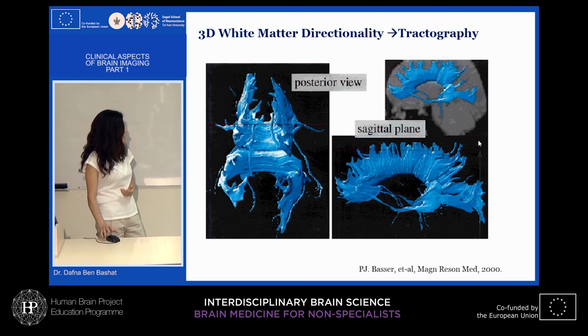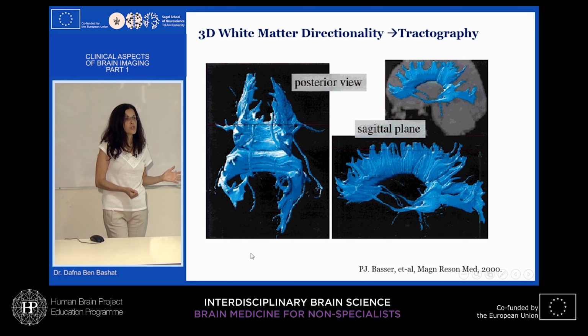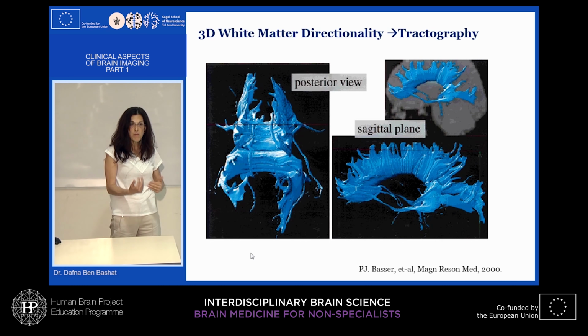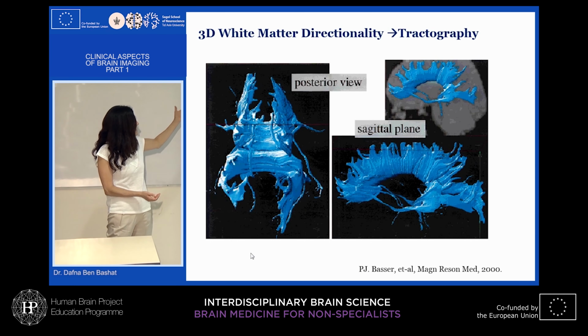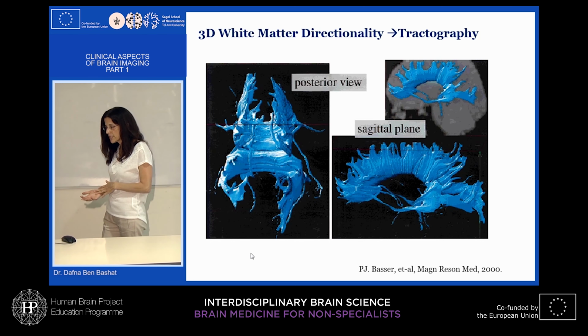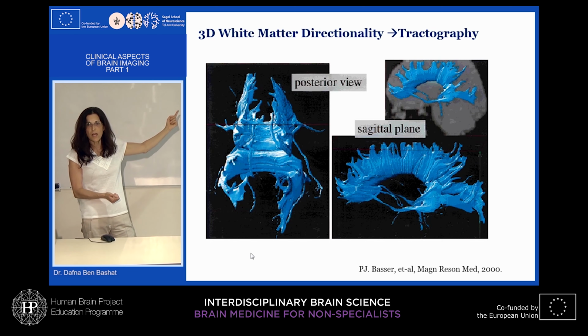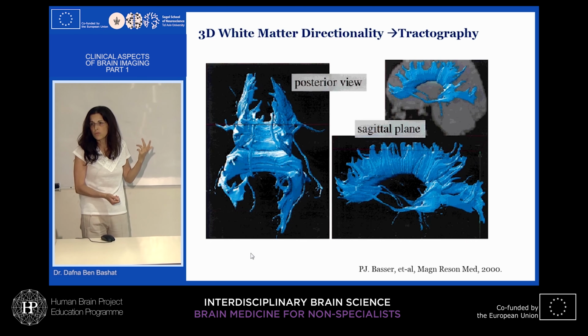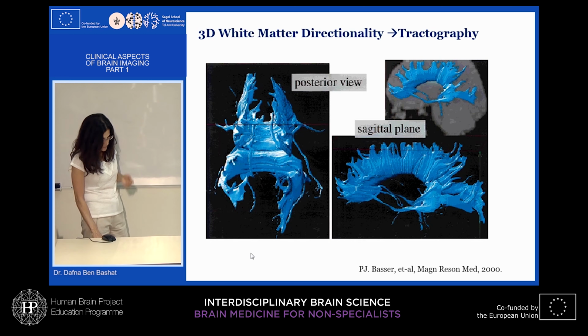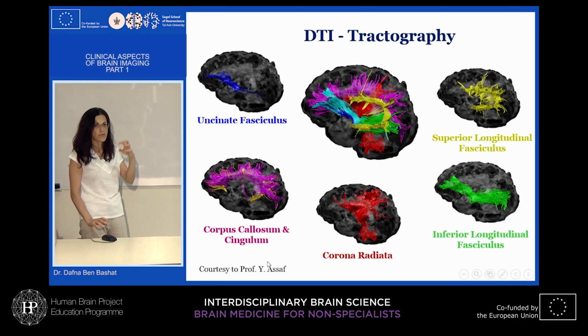So, in the first study in 2000 by Peter Basser, he said, okay, I have this information of magnitude, I have this information of direction, I can make tractography. I can really build those. This is the first, and there have been a lot of advancements since, but this is the first study that said I can make a tractography, and I can see fibers that previously could be seen only in histology.